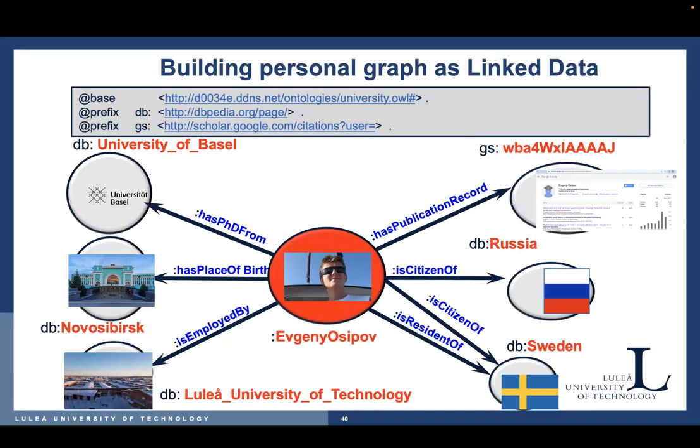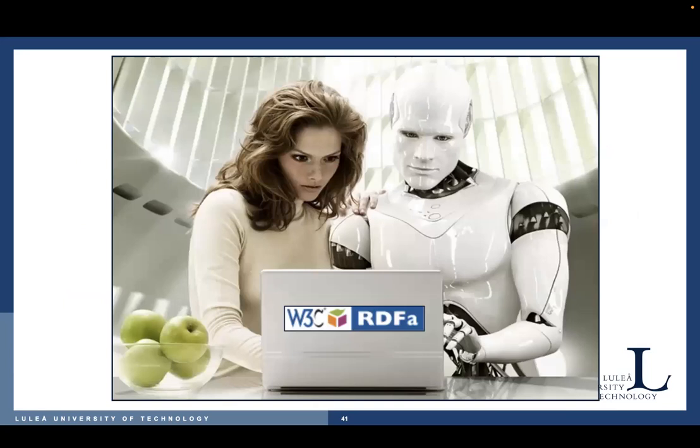In such a way, as a simple example, you can create an ontological description of yourself, linking to descriptions from other ontologies and other places, basically. That we will see in the next classes.